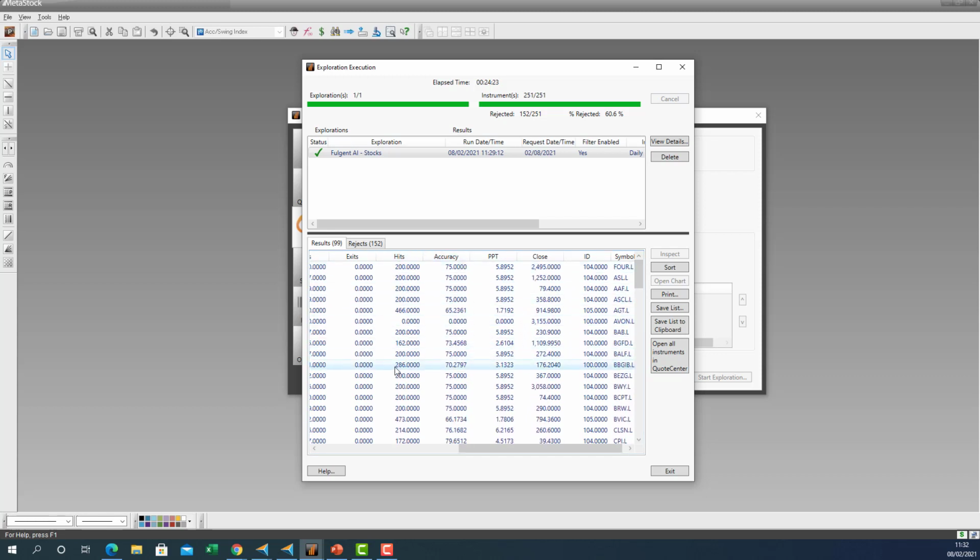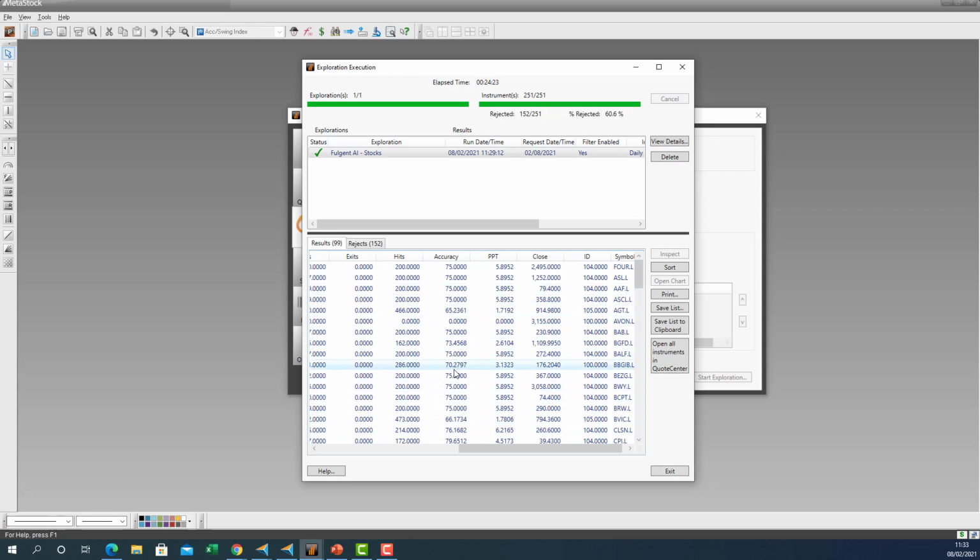So the hits is the amount of times this trade occurred in the testing period. 75% accuracy. Average profit per trade is about 5.8% over the testing period. So these are all high probability trades. We can see here the percentage accuracy: 75, 70 plus, 65% plus, 66% plus.